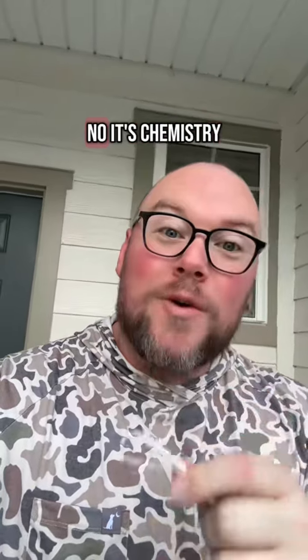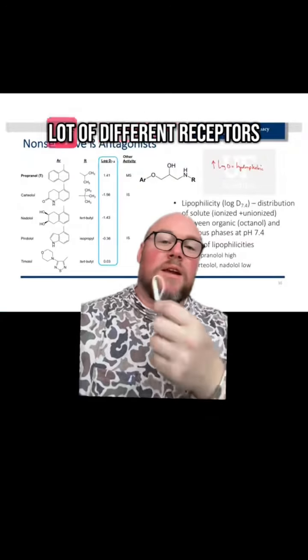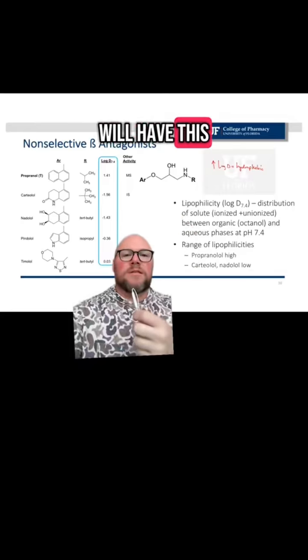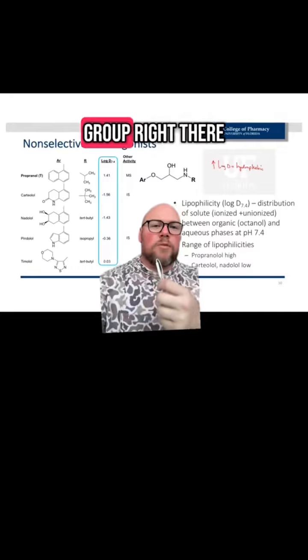But how do they know what receptors to go to? Do they just have a mind of their own? No, it's chemistry. Let's start off with the non-selective ones first. Basically, they're going to be hitting a lot of different receptors other than just beta. All beta blockers will have this basic structure right here: the O, OH, and the amine group.